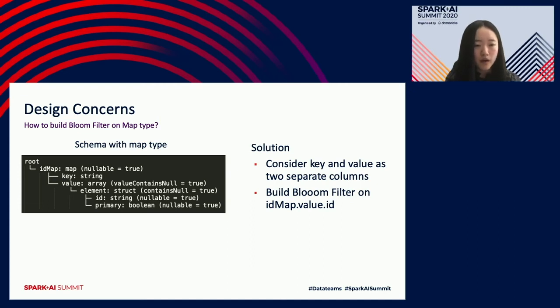The way we solve this problem is to consider the key and the value as two separate columns, so that we can flatten all the IDs in the value array and insert all of them into one big bloom filter, and generate one bloom filter for the entire map, irrespective of which key the ID belongs to.